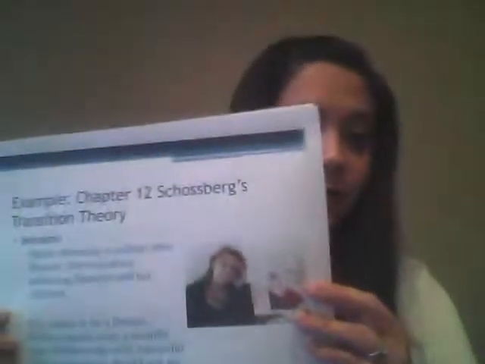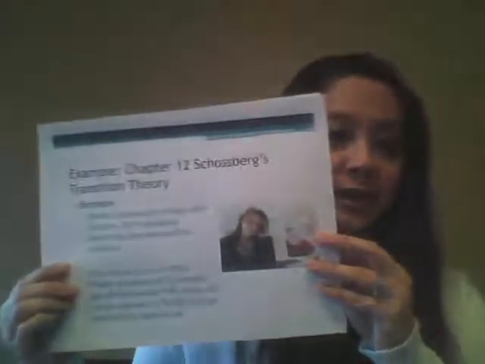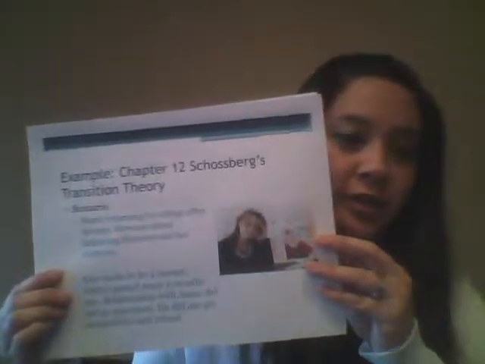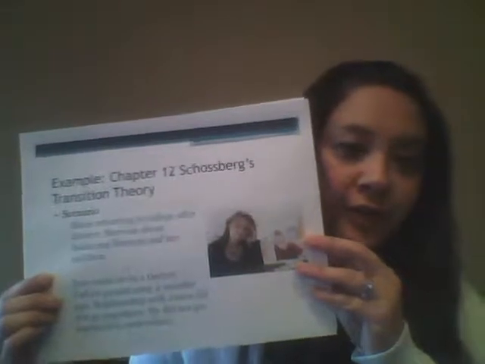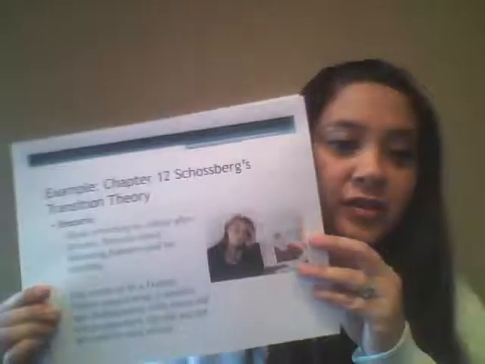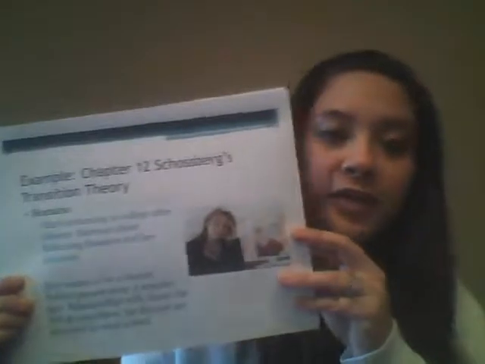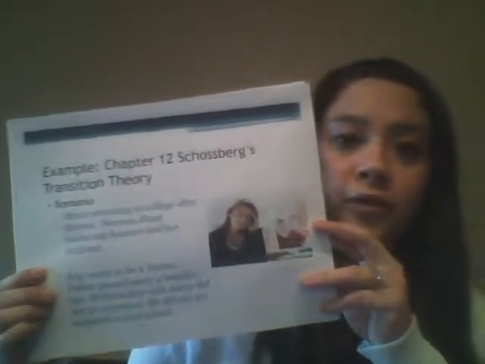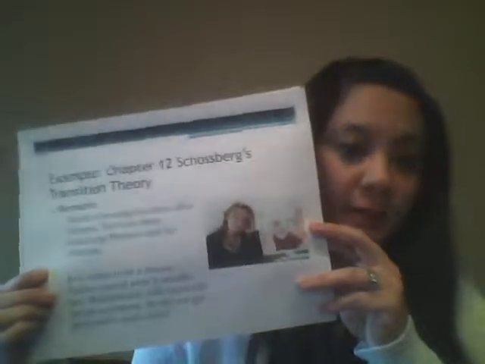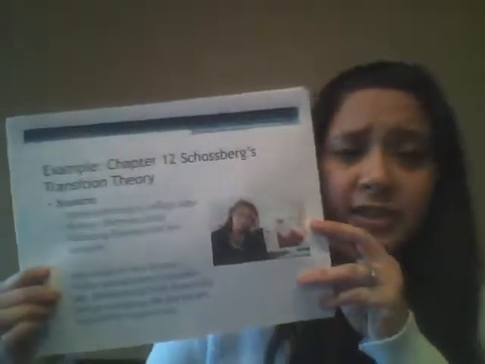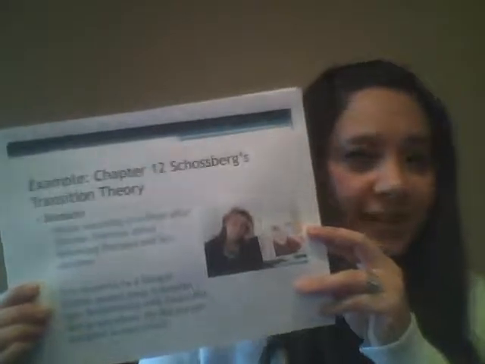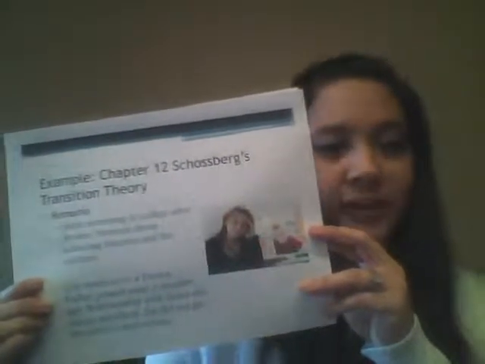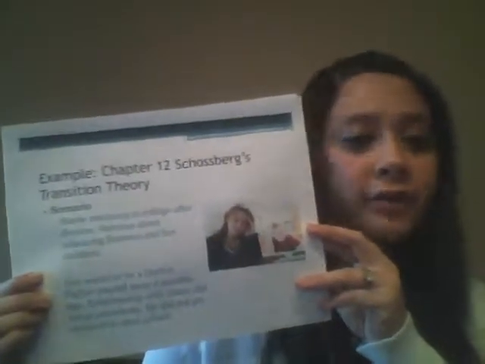So I decided to provide an example of one of the chapters. This is chapter 12, Schlossberg's theory of transition. The first thing you'll see in the chapter is that they have scenarios. For this particular scenario, they had a chapter on Marie, who was a woman returning to college after a divorce. She's really stressed out about her finances. She's also stressed out because she's taking care of her children. And so she has all these different factors that impact her learning.